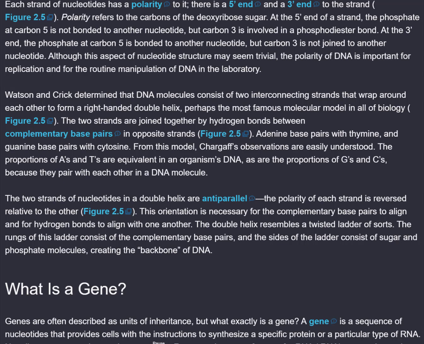At the 5' end of a strand, the phosphate at carbon 5 is not bonded to another nucleotide, but carbon 3 is involved in a phosphodiester bond. At the 3' end, the phosphate at carbon 5 is bonded to another nucleotide, but carbon 3 is not joined to another nucleotide. Although this aspect of nucleotide structure may seem trivial, the polarity of DNA is important for replication and for the routine manipulation of DNA in the laboratory.